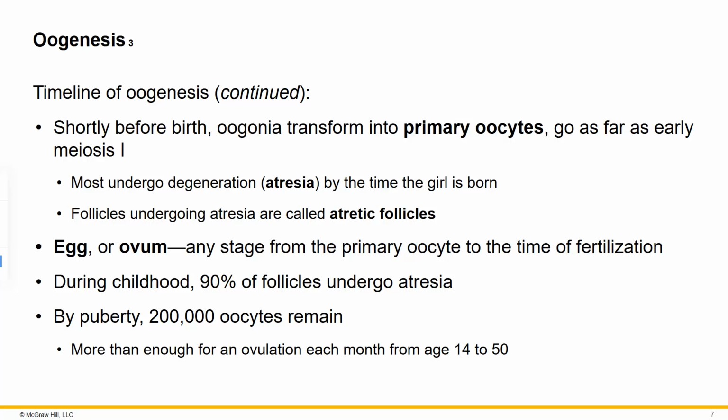Most undergo degeneration or atresia by the time the girl is born. So by the time the girl comes into the world, they have mostly degenerated. Follicles undergoing atresia are called atretic follicles. The egg or ovum is the cell at any stage from the primary oocyte to the time of fertilization. During early childhood, 90% of follicles undergo atresia. By puberty, only about 200,000 oocytes remain, but that's more than enough for an ovulation each month from age about 14 to about 50.